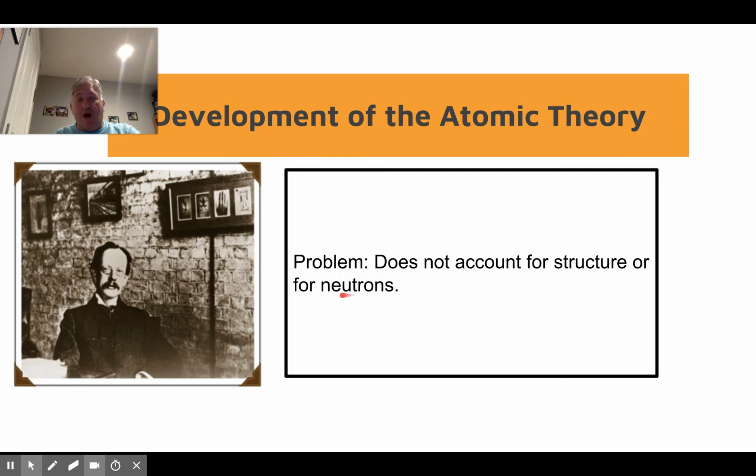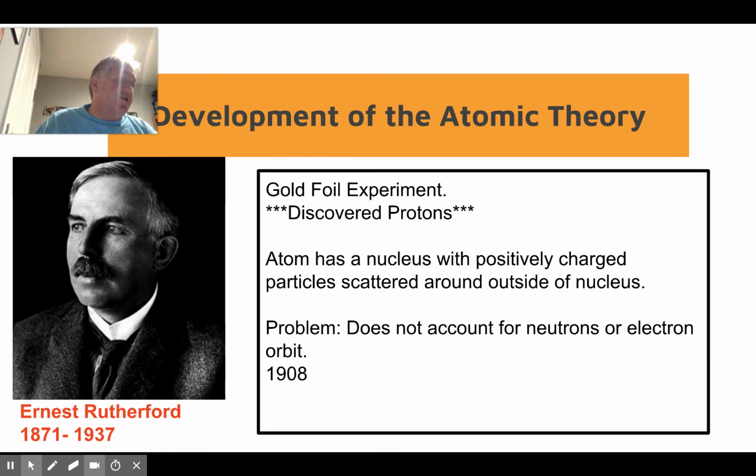Again, the problem with this one, it didn't account for the structure, or for neutrons. So he didn't have an idea of the way things are put together, and he didn't account for where the neutrons were. And his will hold from 1908, but not as long as the other ones, because he has to give it up in 1913 to a man by the name of Ernest Rutherford.